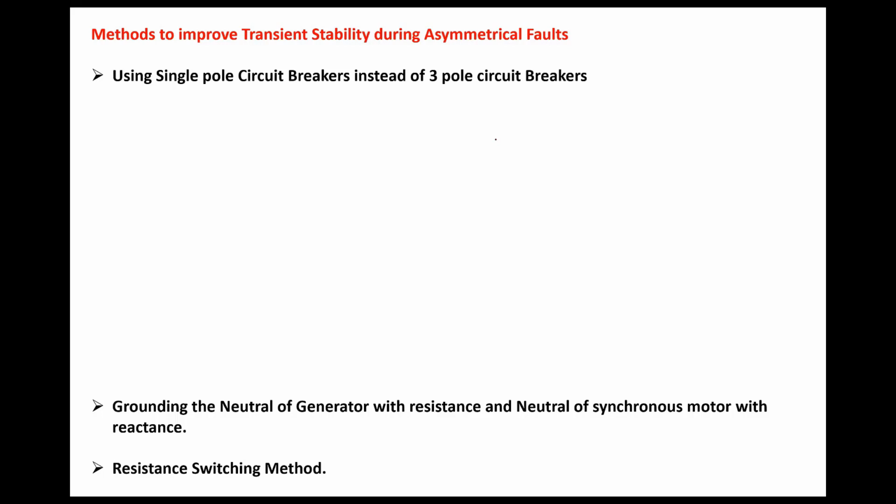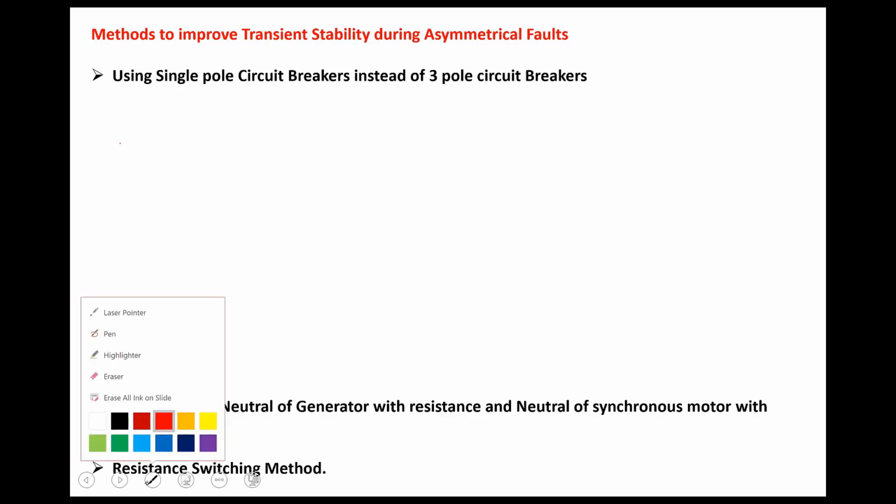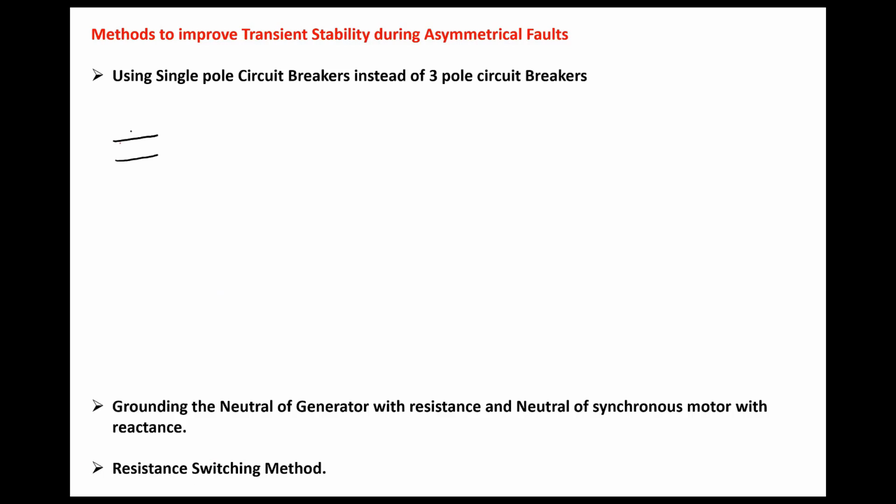Even we have seen that if a three-phase short circuit fault occurs at the terminals of an alternator and it is not a transient fault, then the system will undergo severe acceleration and definitely the machine will lose stability. Considering all these factors, what we do at the terminals of the generator is use single pole circuit breakers instead of three pole circuit breakers.